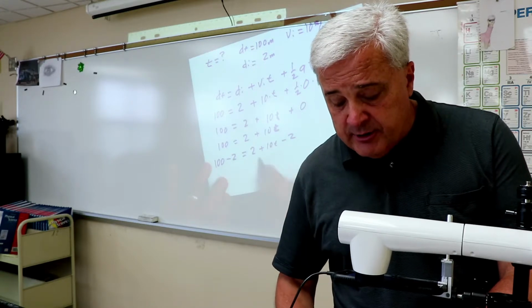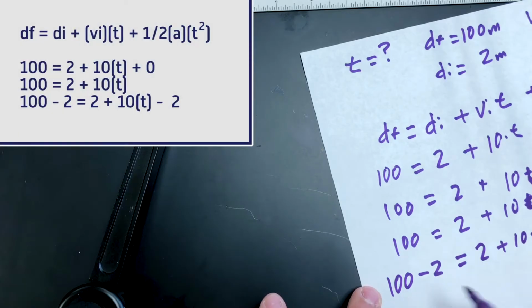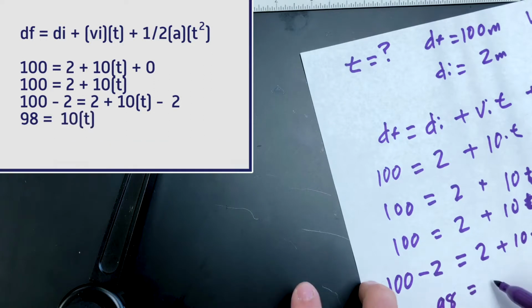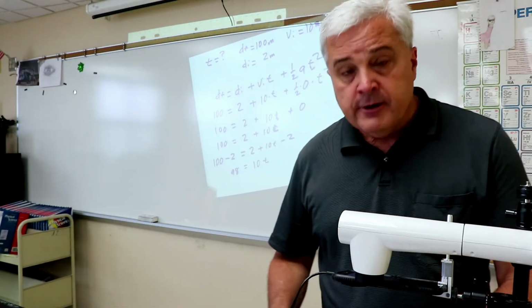But now I'm gonna combine like terms again. 100 minus 2 is 98 equals 2 minus 2 is 0. 0 plus 10T is 10T. Again, I need to do the same thing to both sides of the equal sign.